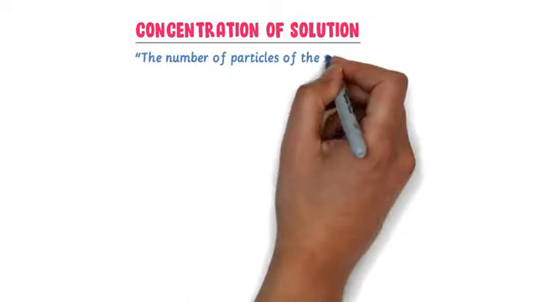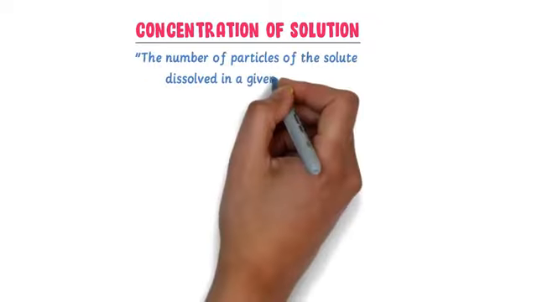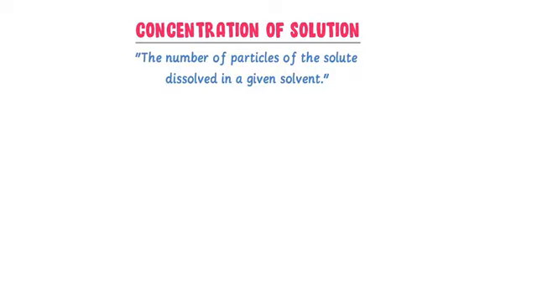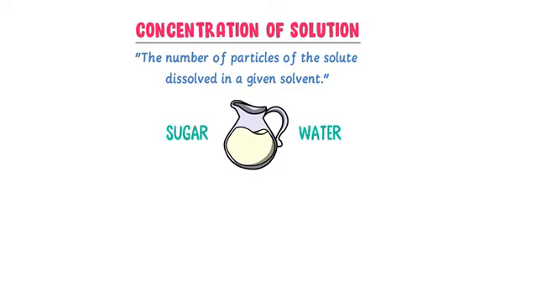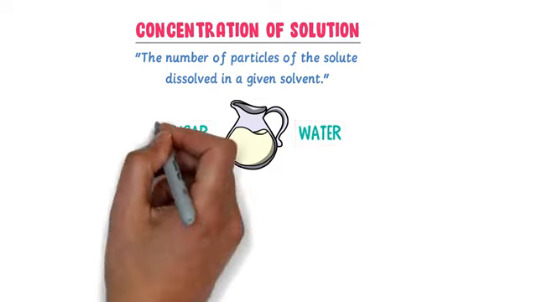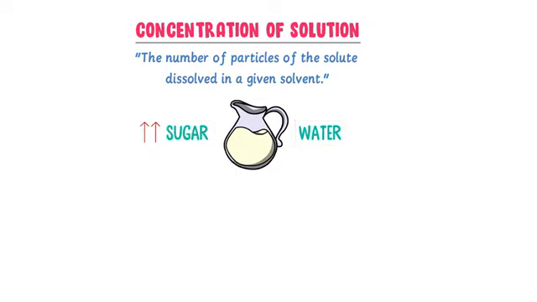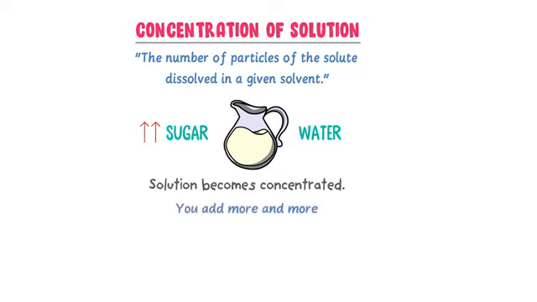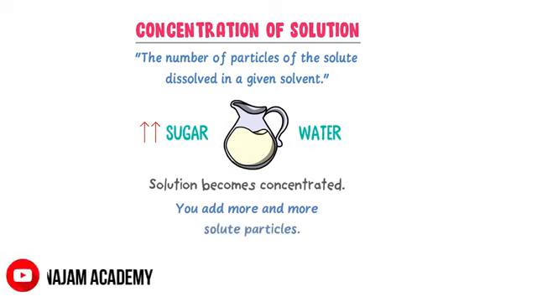Well, the number of particles of the solute dissolved in a given solvent is called concentration of a solution. For example, consider sugar and water. Sugar is a solute and water is a solvent. If you add more and more sugar to the water, the sugar solution becomes more and more concentrated. It is because you add more and more particles of a solute. Hence, you increase the concentration of the sugar solution.